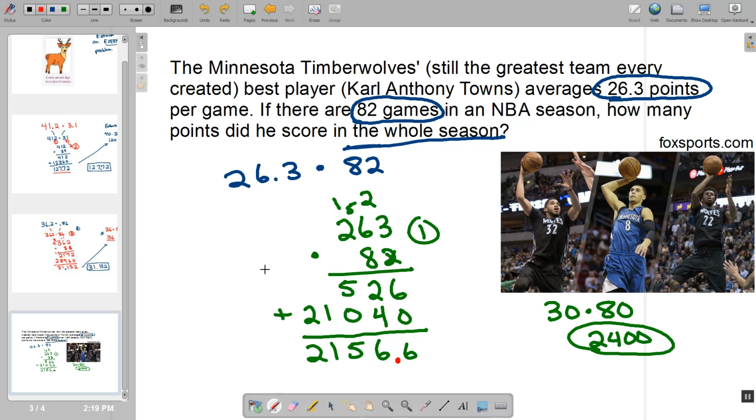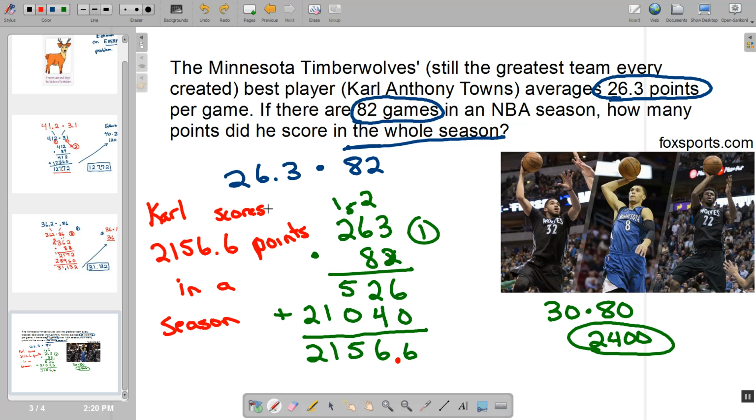But it is a story problem, so we have to write out a sentence. So Karl scores, couldn't think of the word, 2,156 6/10 points per game. Now, or points in a season. Now, there's a problem with that answer. You can't score that many points, so there's 2 ways to fix this.